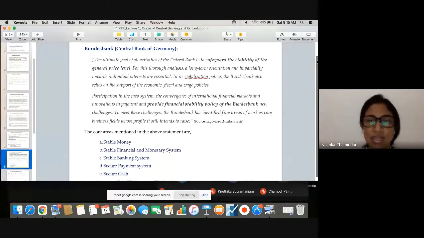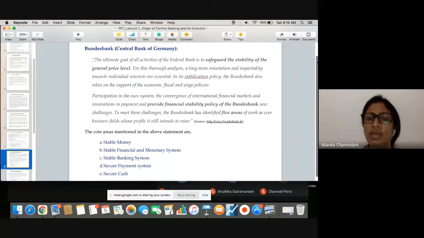Let's see what their mission statement or vision statement is. The ultimate goal of all activities of the Federal Bank is to safeguard the stability of the general price level. Safeguard the stability. Now, again, it is price stability. For this, thorough analysis, a long-term orientation and impartiality towards individual interests are essential.